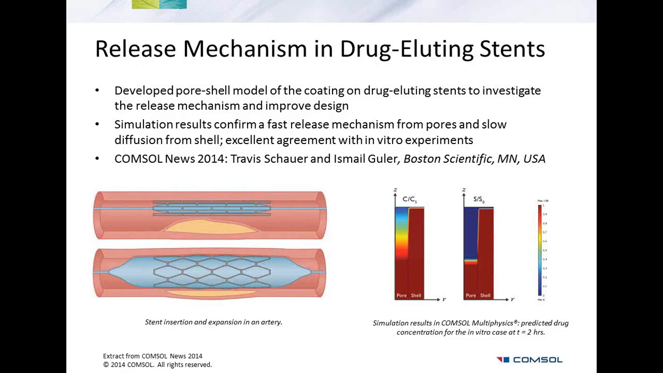the first example is a study by Boston Scientific, in which they are using multiphysics simulation to better understand the release mechanism in drug-eluting stents. After insertion into an artery, drug-eluting stents release medicine into surrounding tissues to help prevent restenosis due to tissue growth around the inserted stent. The researchers developed a pore shell model of the stent coating in COMSOL. In their work, design parameters that cannot be directly measured, in this case polymer shell thickness, were refined using the optimization module to obtain a best fit between simulation results and experimental data.